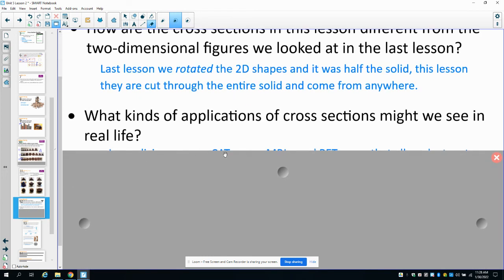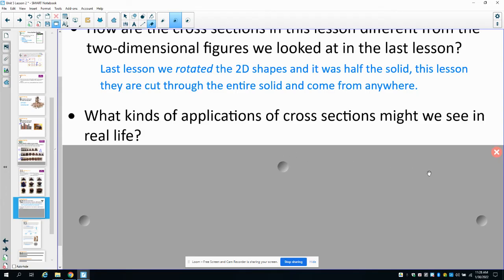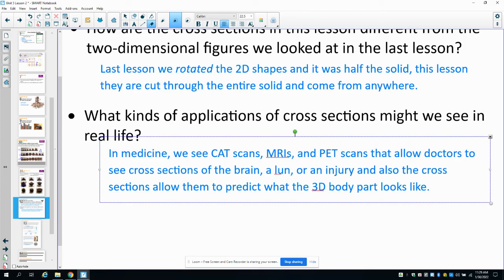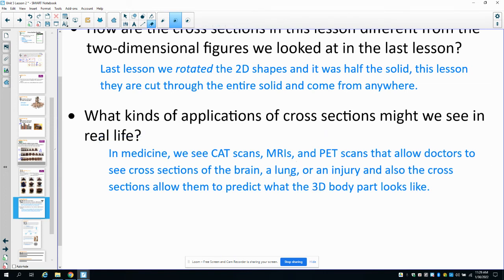And then what kinds of real world applications do we have for cross sections? This I thought was interesting: you see it a lot in medicine. With CAT scans, MRIs, PET scans, that gives doctors a look into the cross sections of your brain, or I don't think it's supposed to be lunch, or a lung. This was supposed to say lung. Apparently I was hungry when I wrote this. Or a lung, or an injury. They can look at the cross sections, and that's also kind of how they've predicted what body parts look like three-dimensionally.